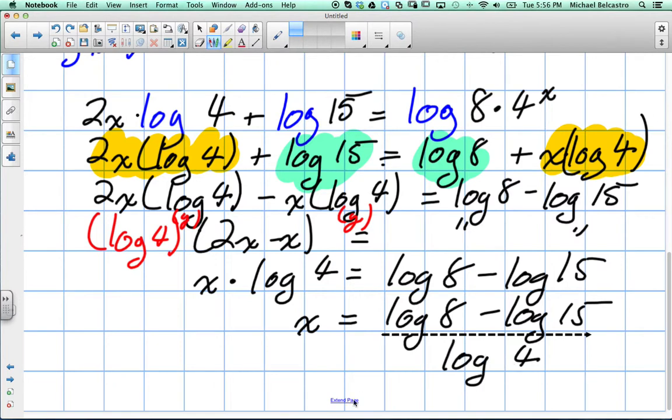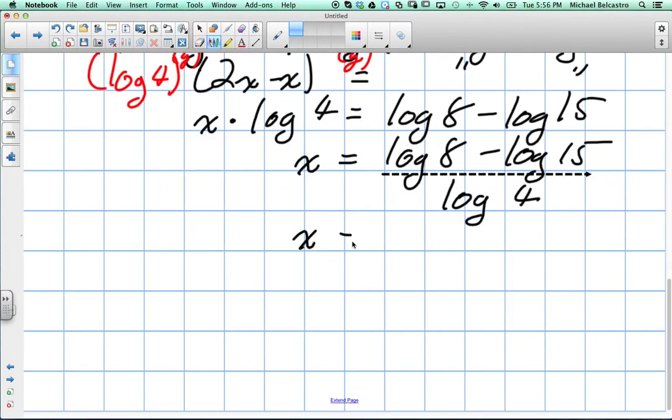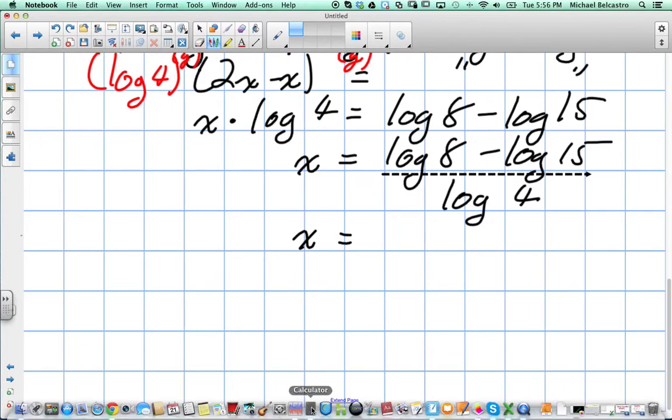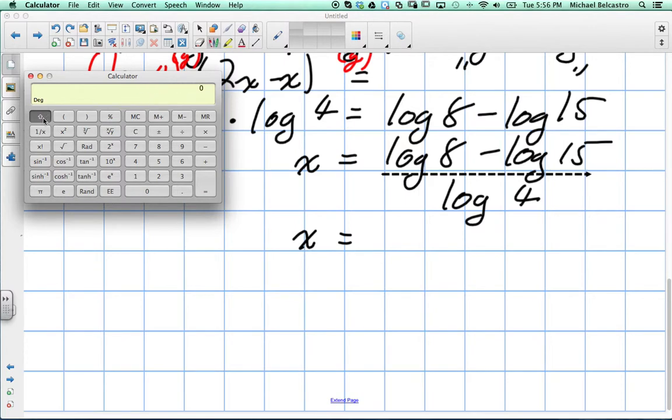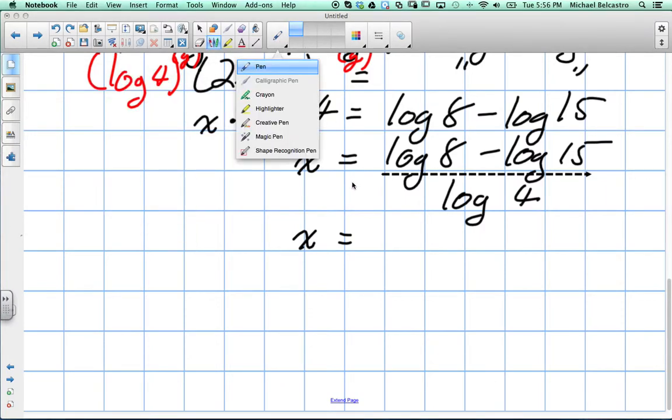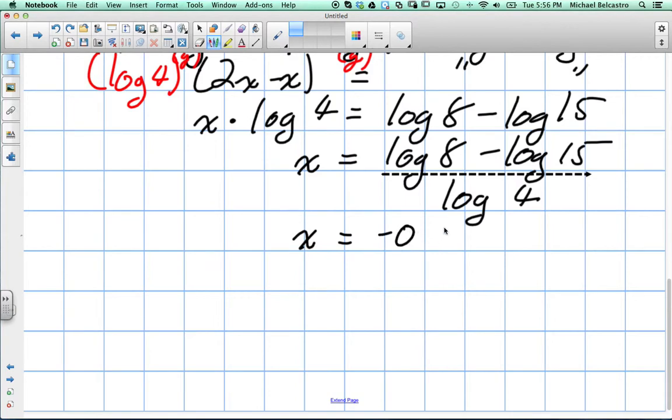Essentially this process here is a calculator. Maybe you have a much better looking calculator than me. I will try it on this one, but it doesn't tend to work out so well with logs. Let's see. Log 8 minus log 15, divided by log 4, equals. I got that value. Yeah, same. You got the same? So negative 0.45 roughly. That's what we get in the end.